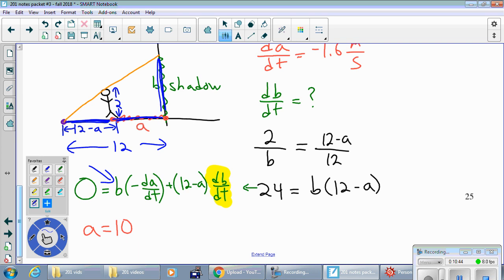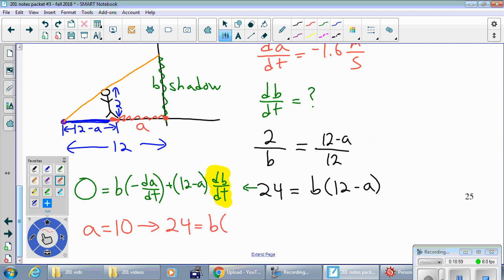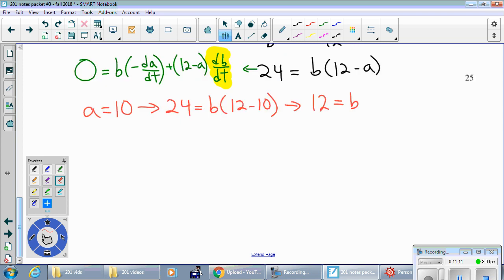And how are we going to calculate B when A is 10? Well, we've got this beautiful equation right here. Or if you prefer, this one right here. So we're going to plug in our A equals 10 into either of those equations. I'll use the second one, and that will allow us to find our B. 24 is equal to the B we're looking for times 12 minus, at this moment in time, A is 10. And so that's 2B on the right-hand side. So that means that 12 is equal to B. And that's enough information for me to plug in to my green equation.